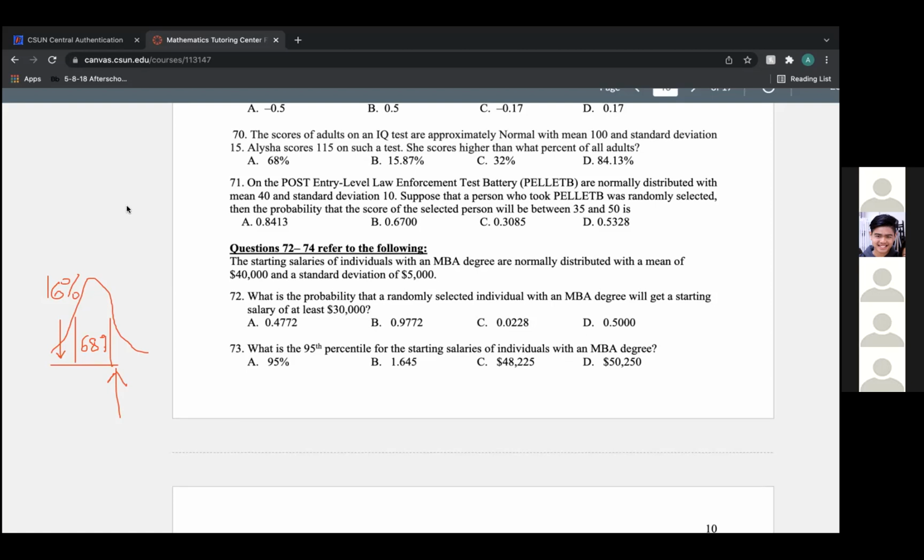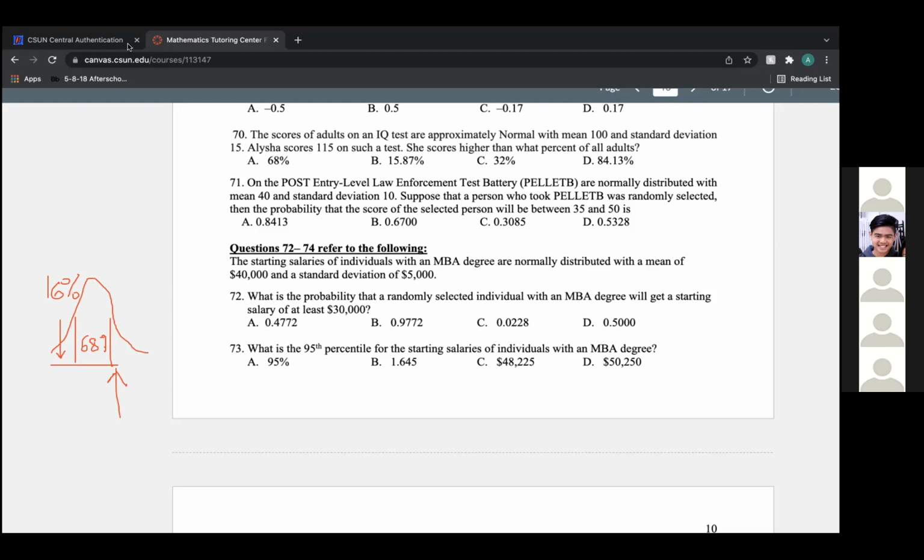This is a calculator problem. Of course, only one of them really makes sense, even without a calculator, but the calculator can get it exactly. What do we got? Anyone? On your calculator, what should you put in for lower, for upper, for mean, and for standard deviation?